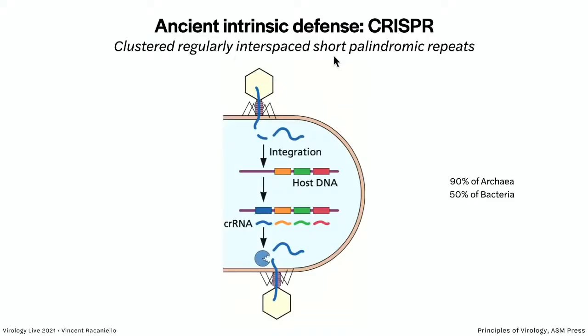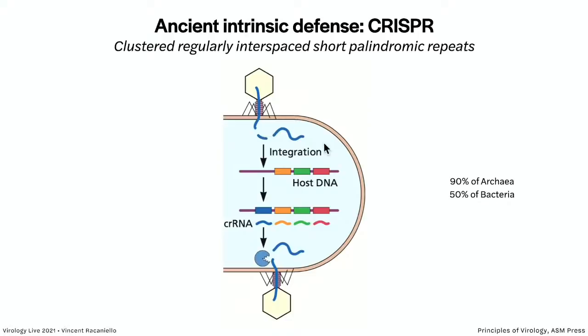That's another word we need an abbreviation for. You don't want to say that over and over again. CRISPR. So what is CRISPR? Well, first of all, it's in 90% of archaea and 50% of bacteria. Three domains of life: bacteria, archaea, eukaryotes, right? Bacteria and archaea are the most ancient. And they both have CRISPR defenses.